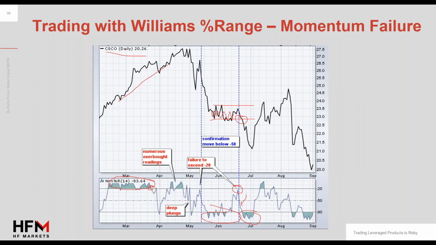Like here, it was in a range sideways, broke the range, coordinated move with a move below -50 in the Williams indicator, so another entry for a short position, right? An appropriate exit level is as soon as it turns, either as soon as it posts a wick over here, or as soon as it crosses above the minus 80. You can close your position at that level.